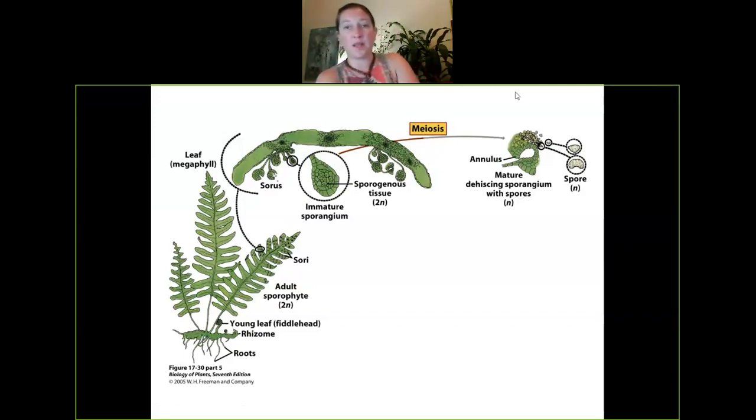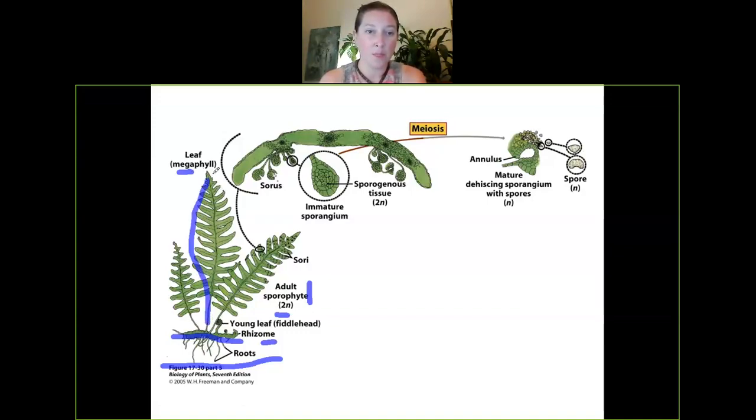I think I used blue for sporophyte and yellow for gametophyte. Here is your fern sporophyte plant, the adult sporophyte, which is diploid. It has to be diploid because it's a sporophyte plant. It's going to make spores, so it has to be diploid. And as we learned, here's that horizontal stem, or the rhizome, of the sporophyte plant. Here is a leaf of a sporophyte plant and its parts: petiole, rachis, lamina, or blade.